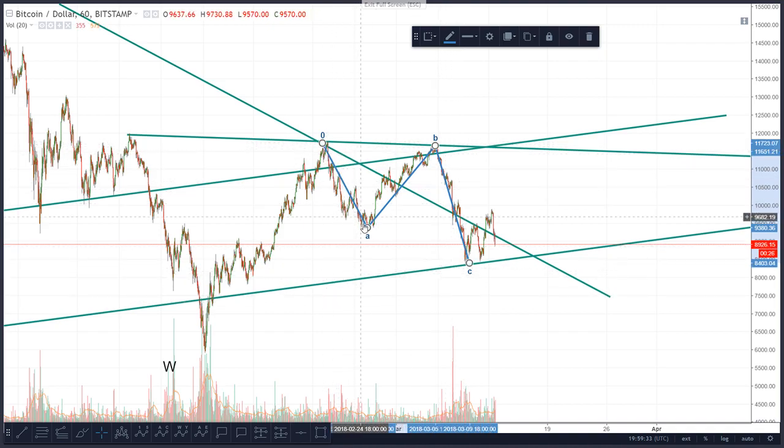So this was made of 3 waves, this is made of 3 waves, and this is made of 5 waves. So that's what you get in an expanded flat, or any flat corrective pattern. You get a 3-3-5 wave formation. Okay, so we'll just take that off.